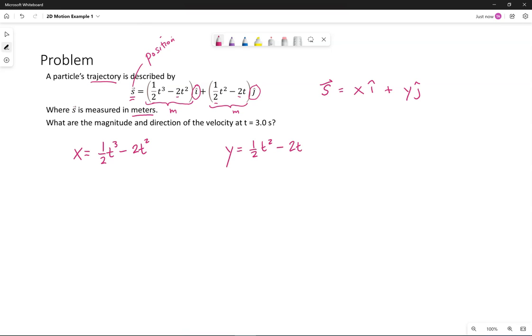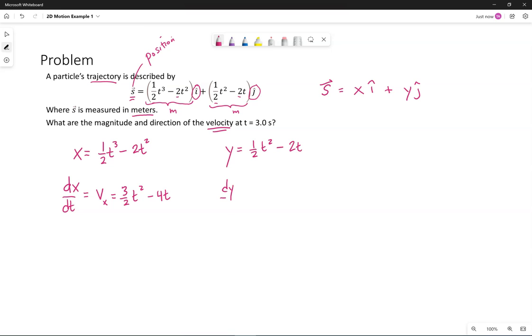Now, you can leave it in the vector form, that's totally fine. Or you can pull out like I just did and say, all right, I have x, I have y. Either way, I know to get to velocity, I need to take the derivative. When I take the derivative of this portion, I get specifically the x component of velocity. So let's see, 3/2 t squared minus 4t. That will be the function that describes the x component of the velocity.